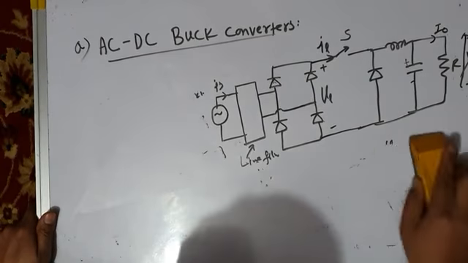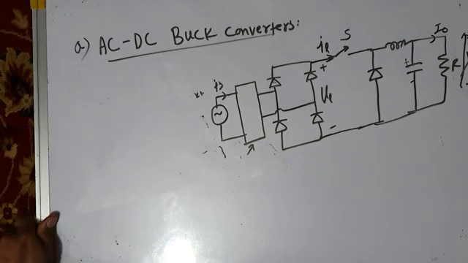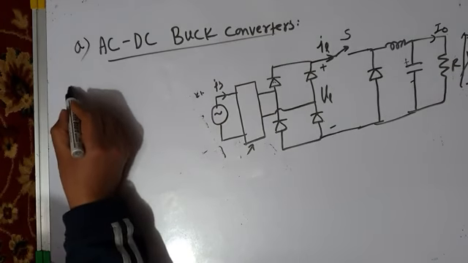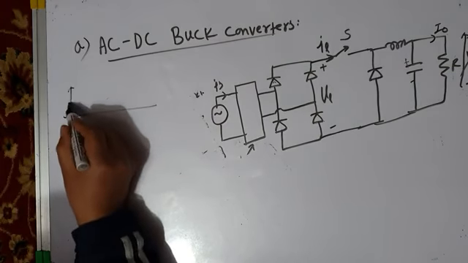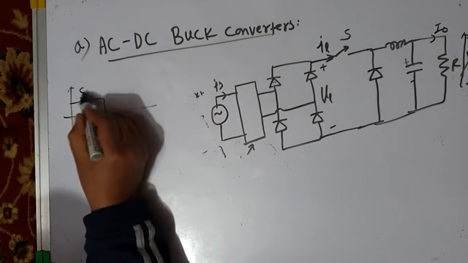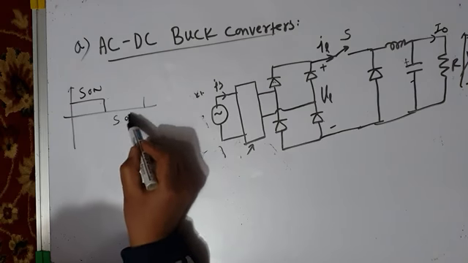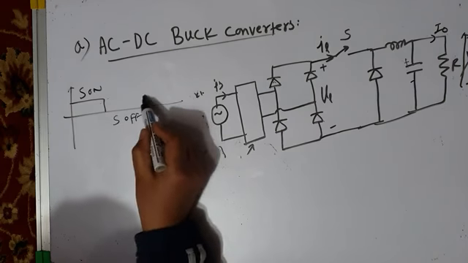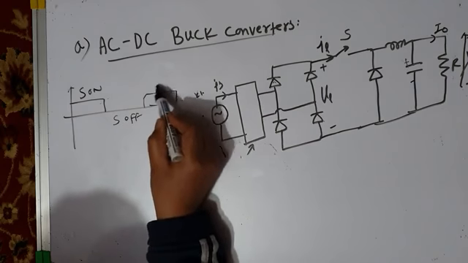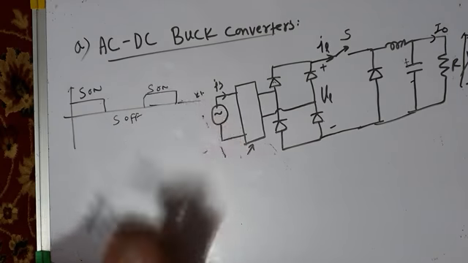अच्छा, चलिए आगे चलते हैं. Let me now draw some waveforms. ये आपकी switch की waveform है. ये S on है, और during this period आपका switch S off है, and then it is again on, S on, and so on.